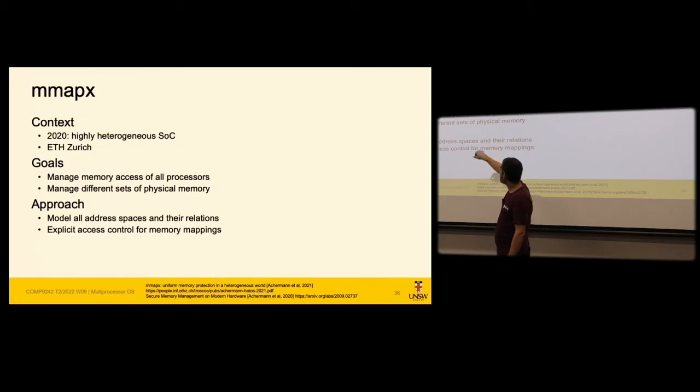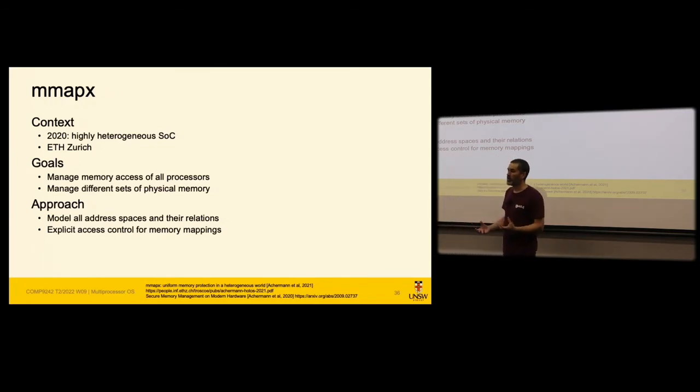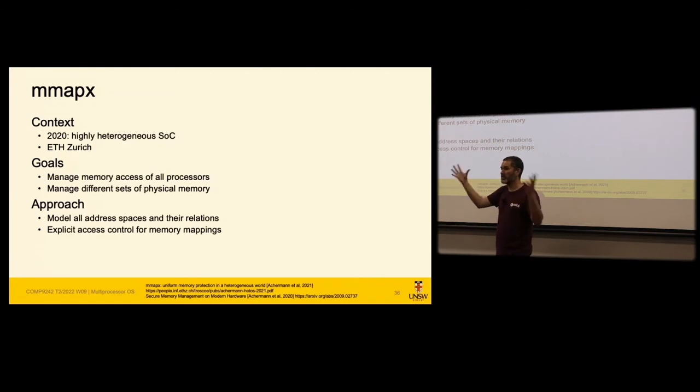So the aim is to manage the memory access of all the processors, and manage the different sets of physical memory around in a system. It's no longer true that we just have processors and one chunk of RAM that they access. There are many different memory address spaces all over the place. These can be device registers, DMA-able memory, or memory associated with other processors and accelerators, which can have their own memory. So we need a way to holistically manage all of that memory in a system.